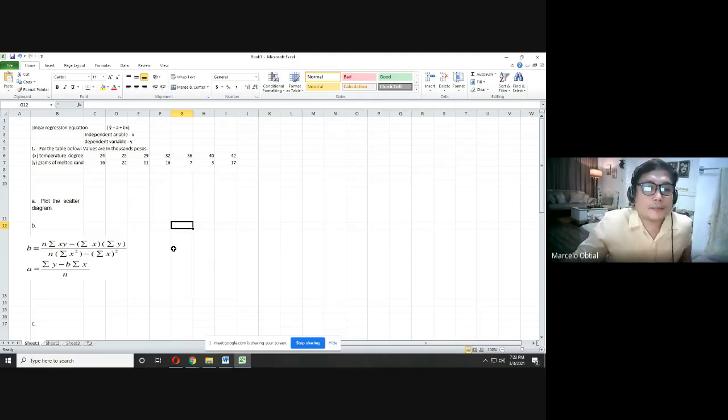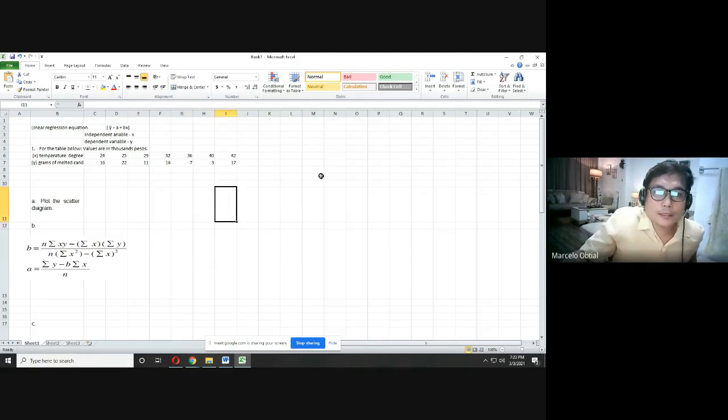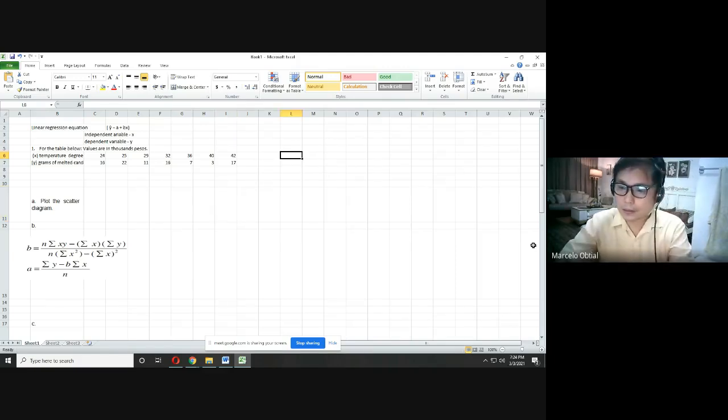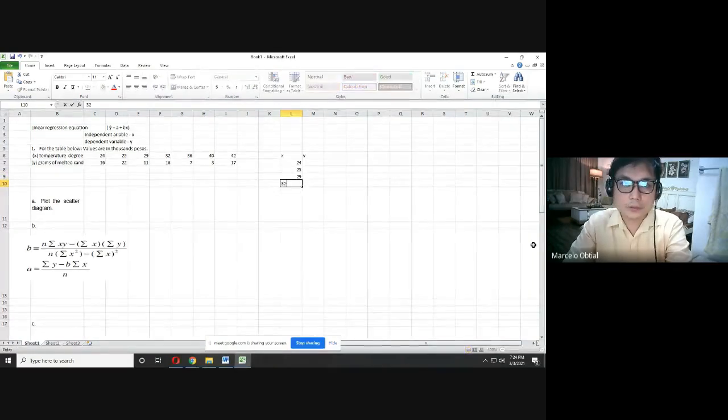So let's start. First sa exam natin, you're asked to plot this scatter diagram. Ang gagawin natin, gawin ko lang siyang vertical yung ating format, no? So, 24, then 25, then 29, 32, 36, 40, then 42.